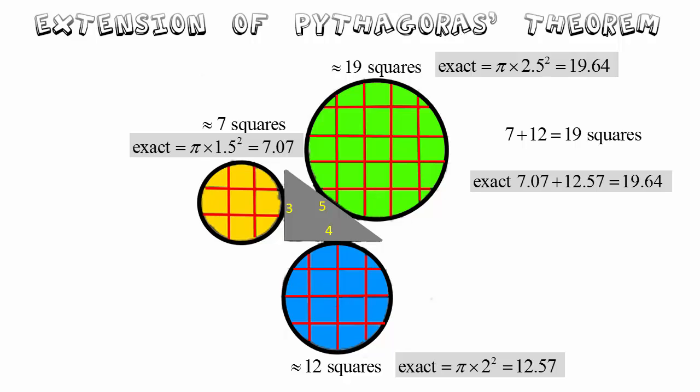And we can see that the relationship a squared plus b squared equals c squared holds, because we have 7.07 plus 12.57, which equals 19.64, which is the area of the larger circle.